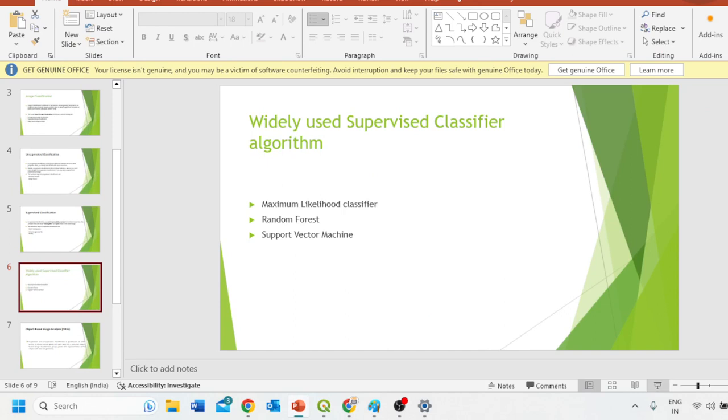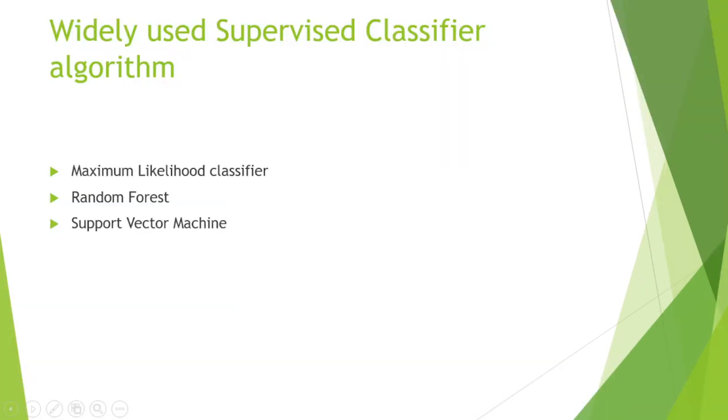Mostly these three techniques are used a lot: maximum likelihood classifier, random forest, and support vector machine. I have just quoted these three, though there are many. There is fuzzy logic. There is spectral angle mapper. There are many other techniques as well. But I have just categorized these three because these give the most accurate results.